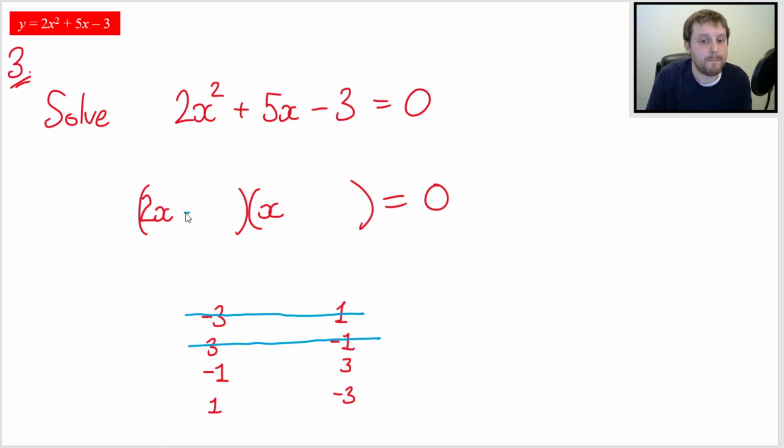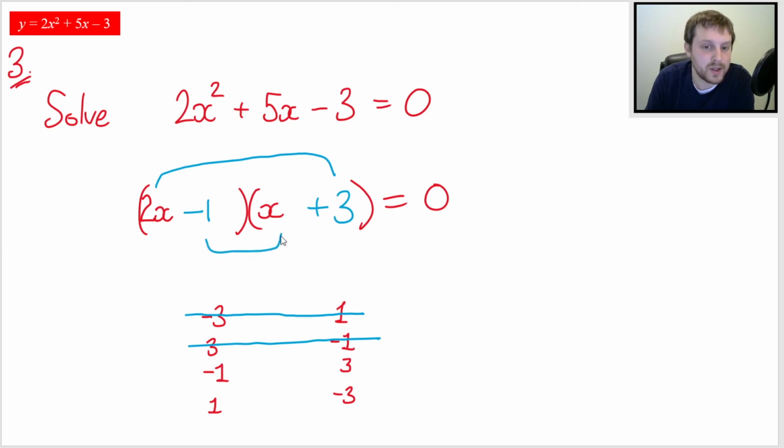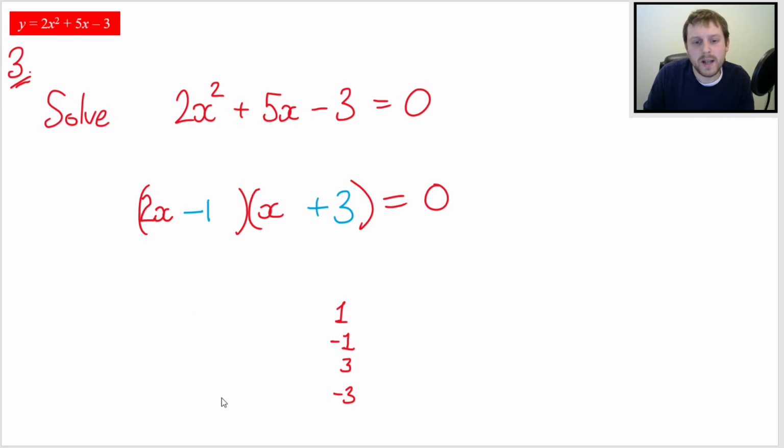So let's try -1 and +3. Now already this looks like it's probably correct, doesn't it? Because 2x times 3 is 6x. Minus 1x would be plus 5x. So it's this solution here. So there we go. Except we're not quite done.